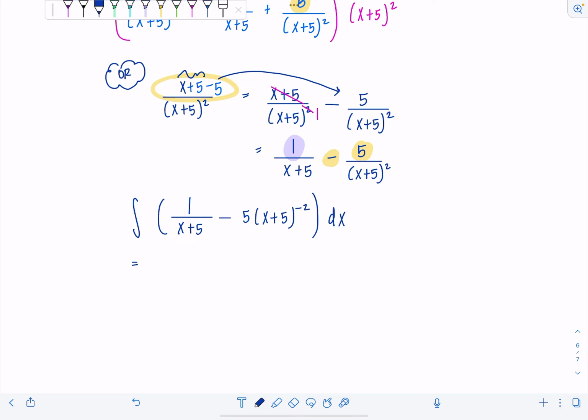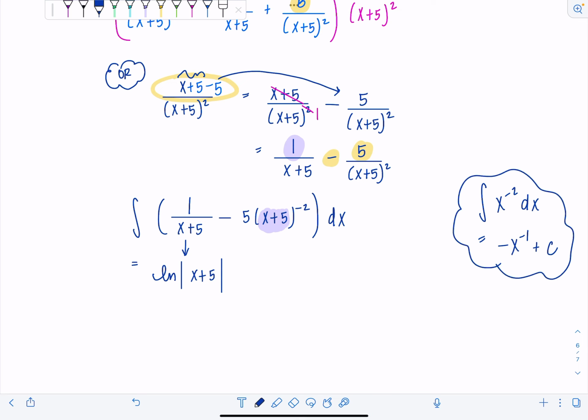Okay. Antiderivative of 1 over x plus 5: ln, absolute value, x plus 5. And you guys, please do not use sub for this next one. You should be able to anti-differentiate this in your head. If you were just integrating x to the negative second dx, you would add 1 to the exponent, divide by the new exponent, which is the same as just multiplying by negative 1, right? And you'd have plus C.